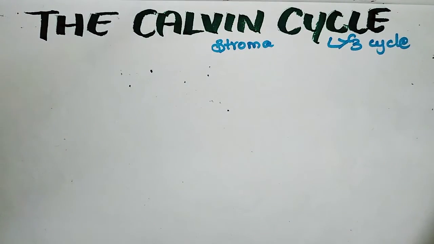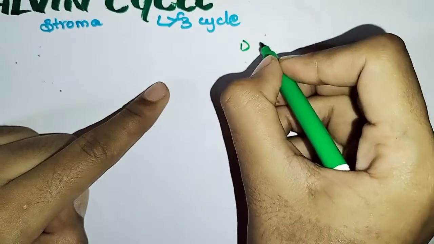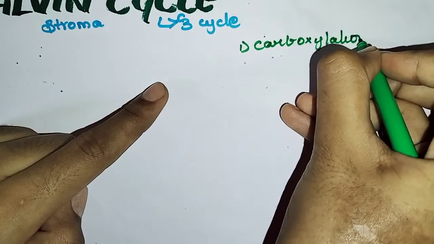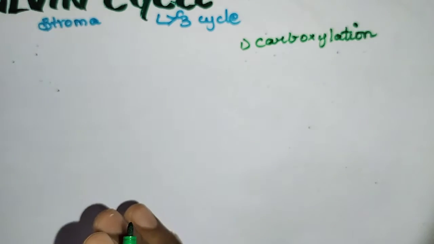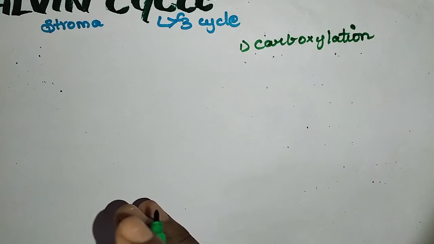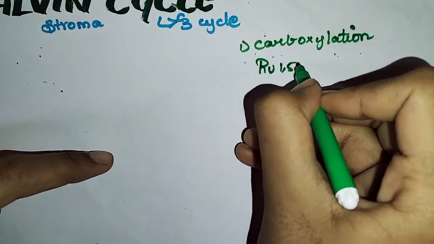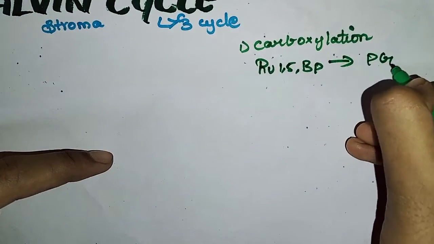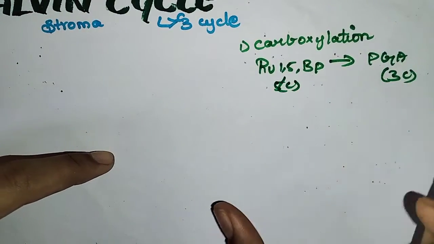The three major steps in the Calvin cycle are, first, carboxylation. In the name itself you see the carbon is playing a major role, because carbon dioxide is fixed with ribulose 1,5 bisphosphate, which is converted to PGA. This is 3 carbon, this is 5 carbon. This is the first step.